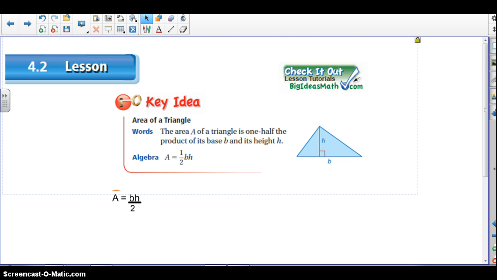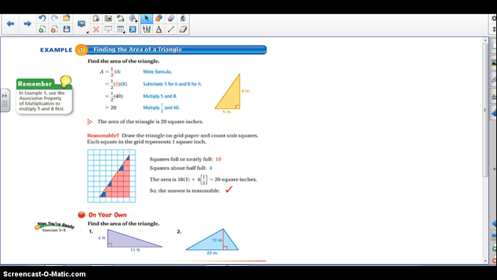All right, key idea. Written out in words, the area of a triangle is 1/2 the product of its base and its height. Notice we use the word product, which we have done in previous lessons, and the b and the h are lowercase because they can be replaced by variables. Here's your algebraic expression. Sometimes you will see it written like this, which is the same thing because half of something is just divided by 2.